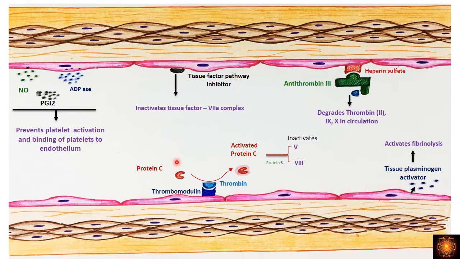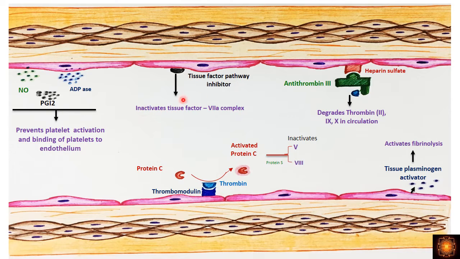Now, when we see these factors, nitric oxide, which is produced by the endothelial cells, causes vasodilatation, that is relaxation of the smooth muscle. Prostacyclin prevents platelet activation and aggregation. ADPase breaks down the ADP which is released by the platelets. ADP is one of the factors which causes platelet activation and aggregation. So together, nitric oxide, prostacyclin, and ADPase prevent the platelet activation and binding of the platelets to the endothelium.